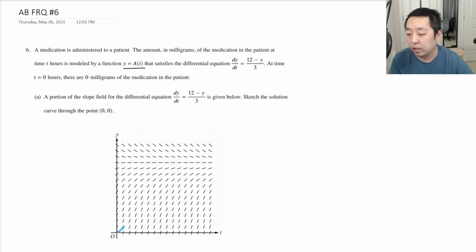So you just follow the slope field. It's going to be very steep, then it's going to get more shallow, and then it's going to level off like that. Because it starts at that point, you just connect the dots a little bit.